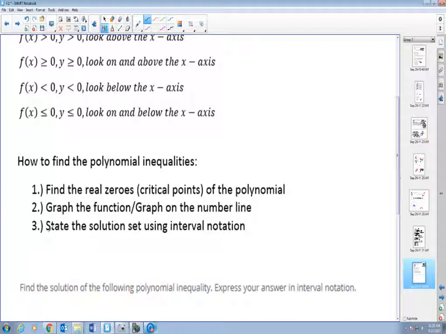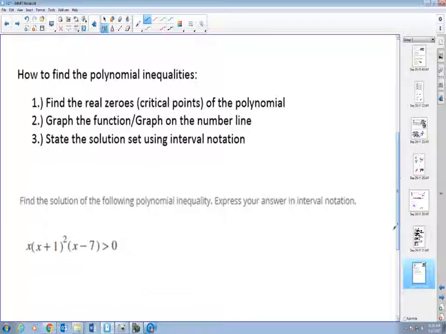So the steps on how to solve a polynomial inequality. The first thing is we've got to find real zeros, which sometimes we call the critical points of the polynomial. Then we can graph the function, or we can graph it on the number line. And once we've done that, we can begin to state the solution using interval notation. So I'm going to do both graphings for you to help you understand what's going on.